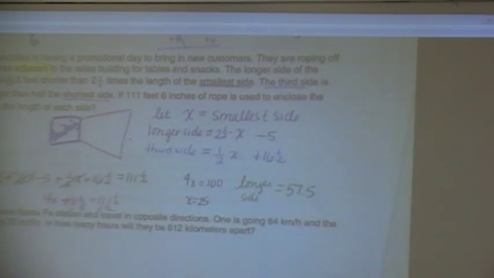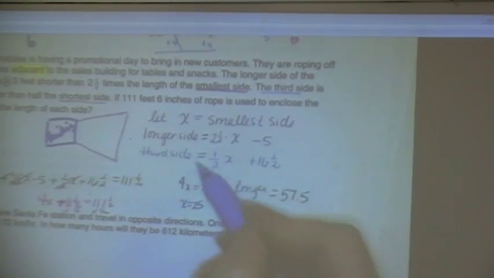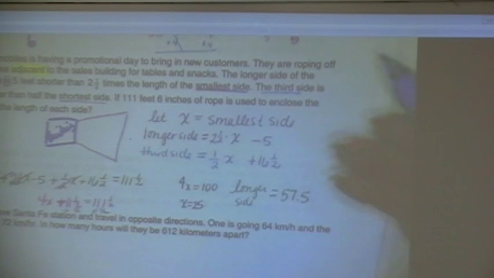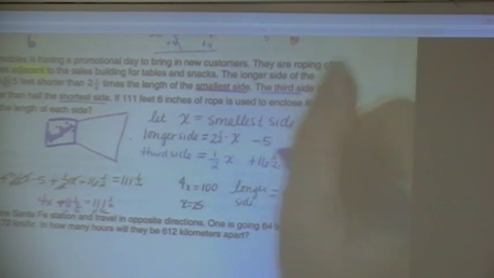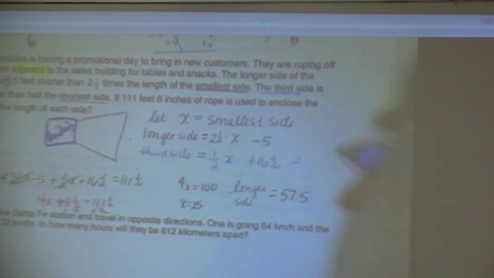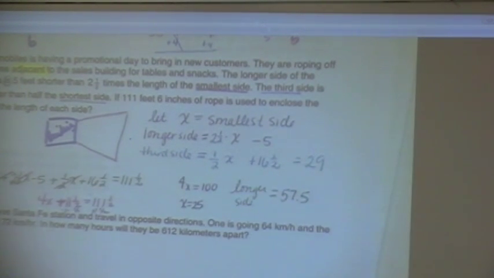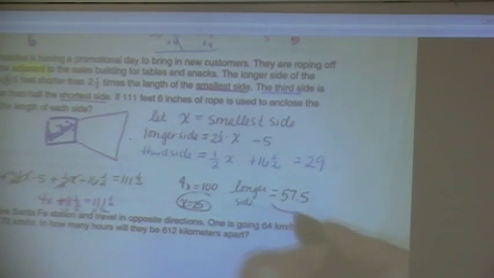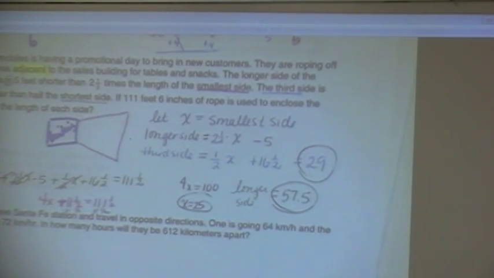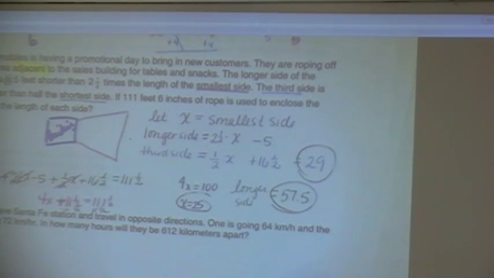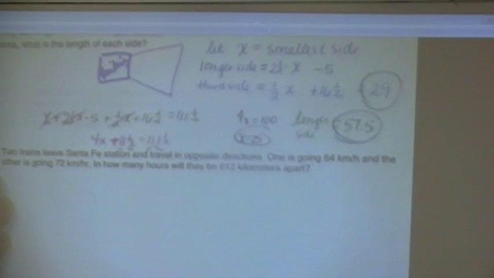Okay, third side. Half of 25 is 12.5 plus 6. That was pretty easy. So 25, 7.5, 29. Those are your three sides. Okay.